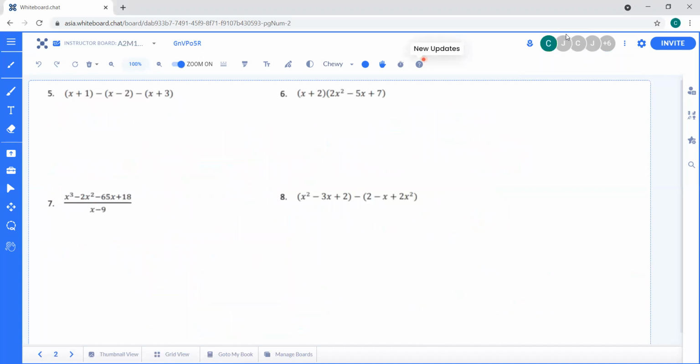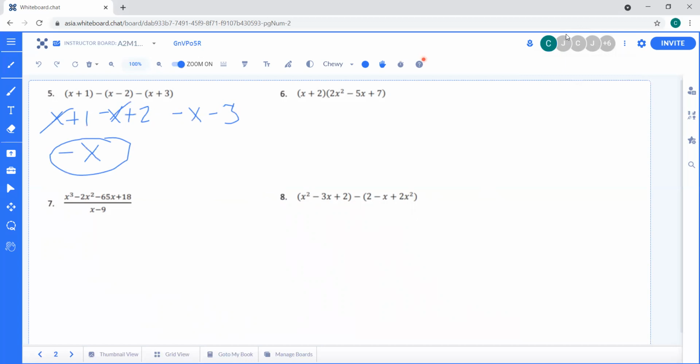Now we have 3 binomials here, but these are not multiplied together. All you have to do is combine like terms. So you're going to negate all the terms in the second binomial. And you're going to negate all the ones in the third binomial. Now just combine like terms. So this x, that x cancels, leaves us with negative x. 2 plus 1 is 3, negative 3 is 0. So we're just left with a negative x.